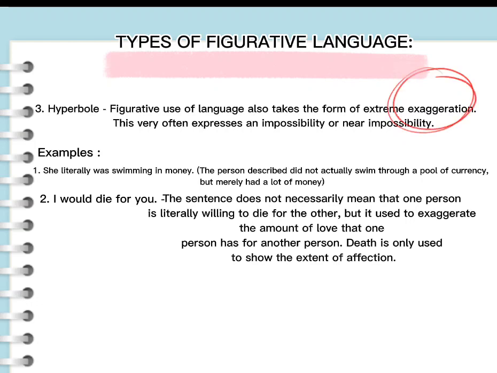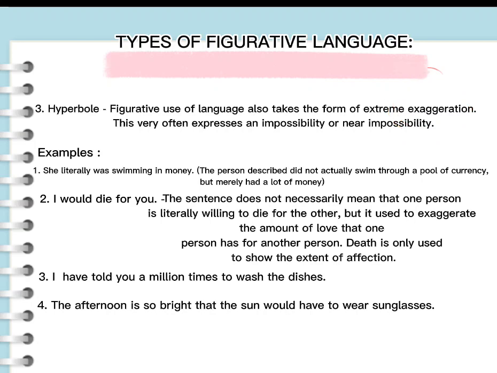Let's have other examples. I have told you a million times to wash the dishes. The afternoon is so bright that the sun would have to wear sunglasses. So that's how we use exaggeration sentences. Next type of figurative language is oxymoron.